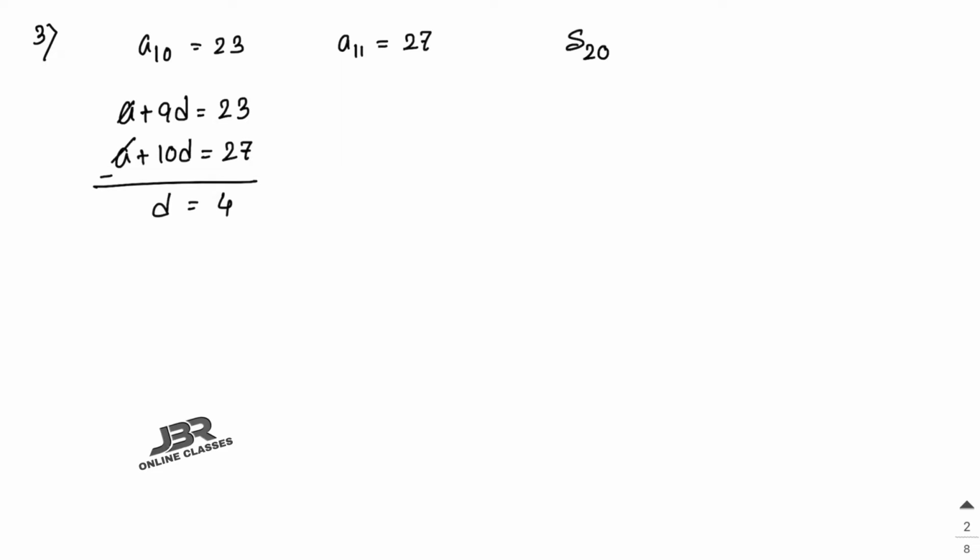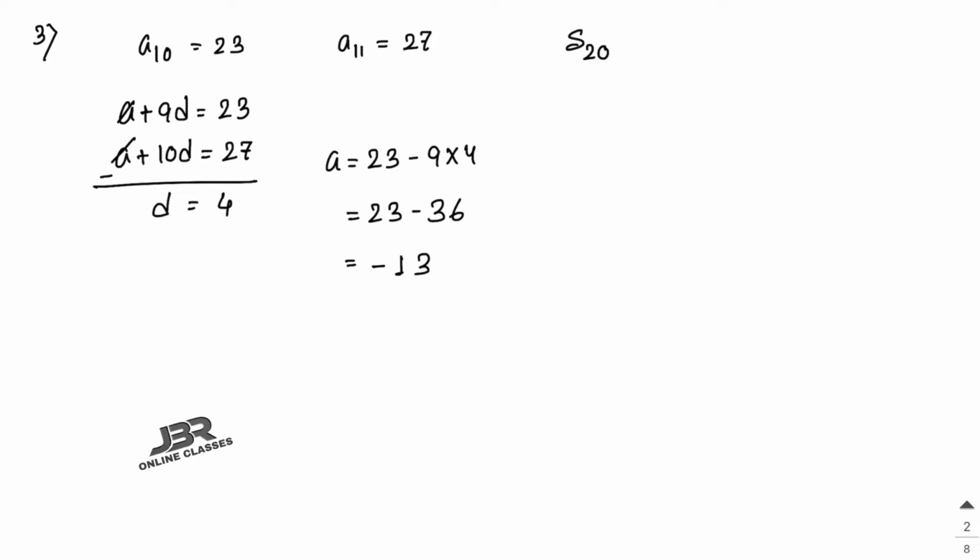As here d equal to 4, so definitely a equal to 23 minus 9 into 4. Okay, so 23 minus 36, so minus 13. Here a equal to minus 13, that means the first term.